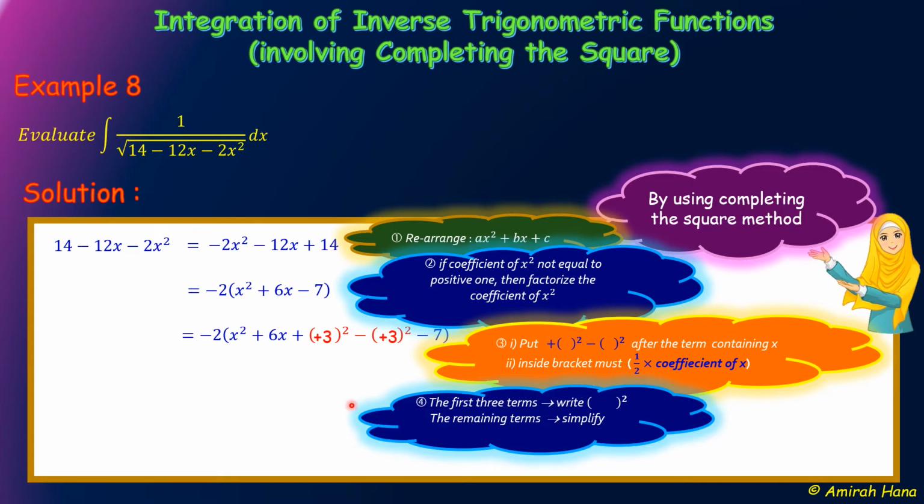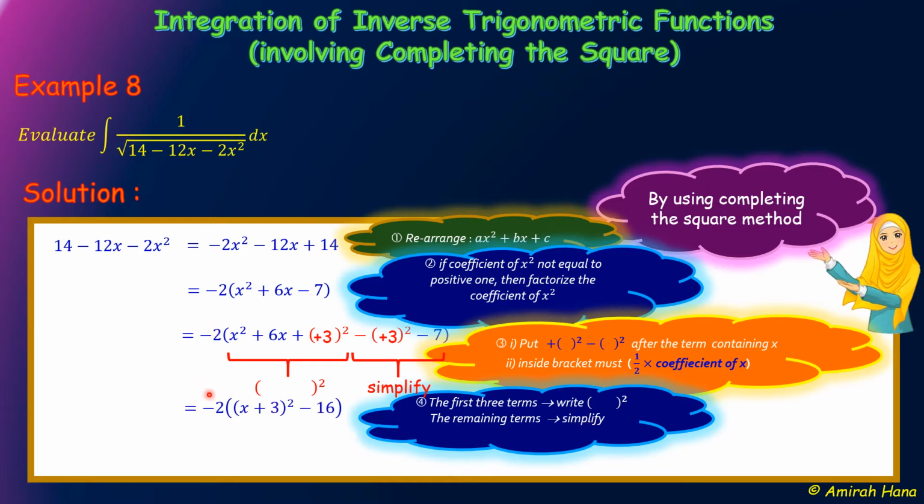Right, after that, the first 3 terms, we write in terms of bracket squared, and the remaining term, we need to simplify. Okay, this is the first 3 terms, 1, 2, 3. The first three terms we write into the form of bracket squared, and then the remaining term, we need to simplify, right?